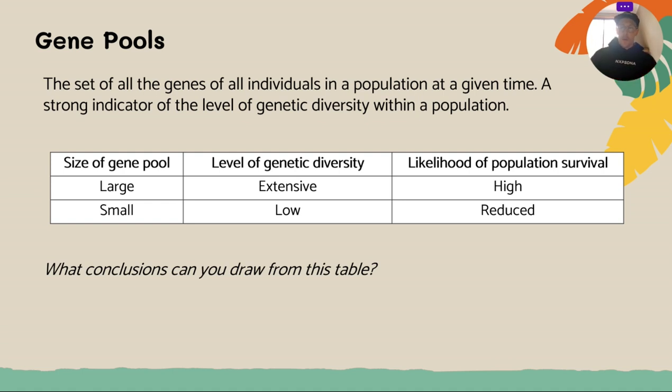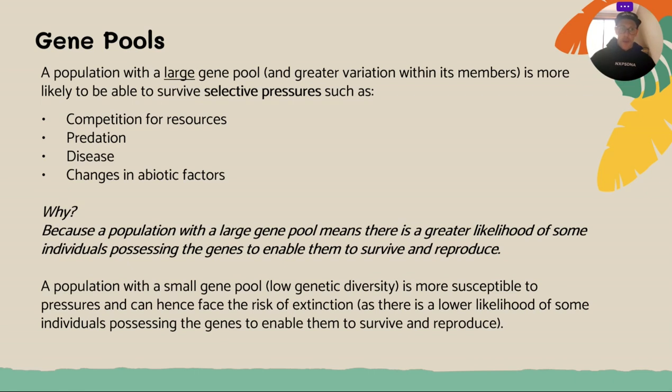A smaller gene pool within the population has lower genetic diversity because there's just fewer genes overall, and so there's obviously going to be a less diverse range of genes. And so when selective pressures actually come into place, which we'll talk about again in a second, the likelihood that the whole population can survive is lowered.